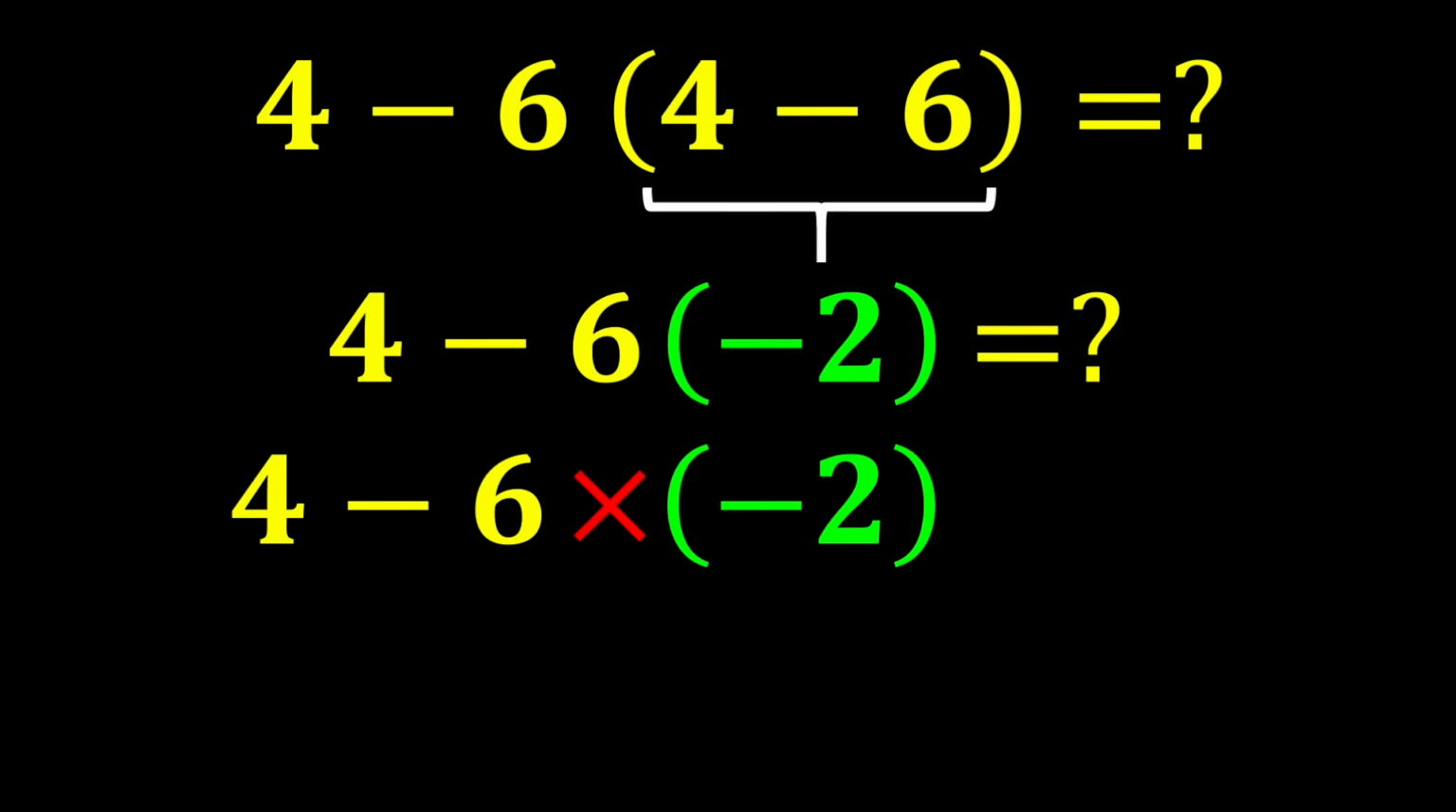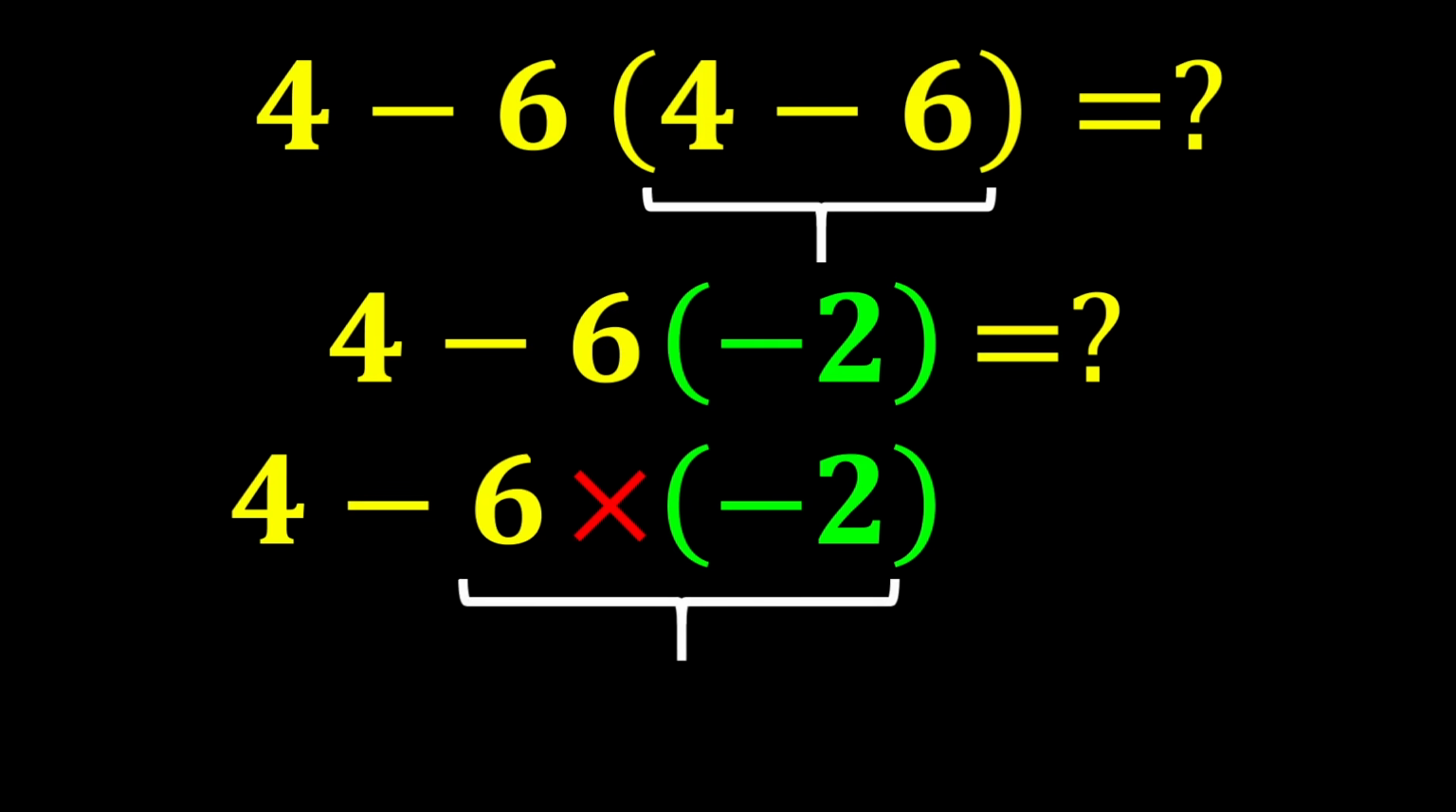In mathematics, when a number is written next to parentheses, it means that the number is multiplied by the expression inside the parentheses. However, for simplicity, we usually do not write the multiplication sign. Now in this expression, there is one subtraction and one multiplication. According to PEMDAS, multiplication has a higher priority than subtraction, so we first calculate the multiplication, then the subtraction.